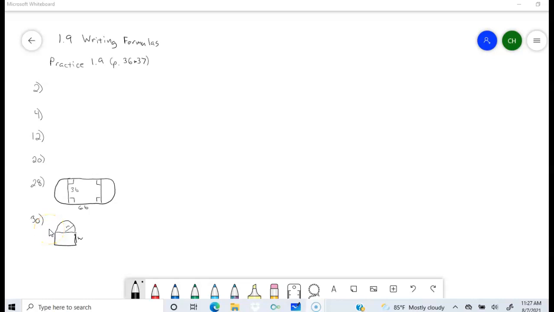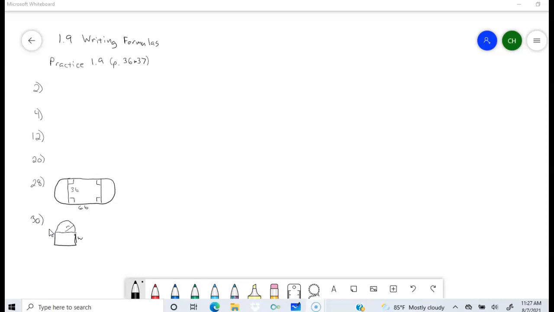Okay, we're doing Algebra 1, 1.9, writing formulas. These are on practice 1.9, they're on pages 36 and 37, so you'll just have to follow along on the word problems. We're going to start with number 2.